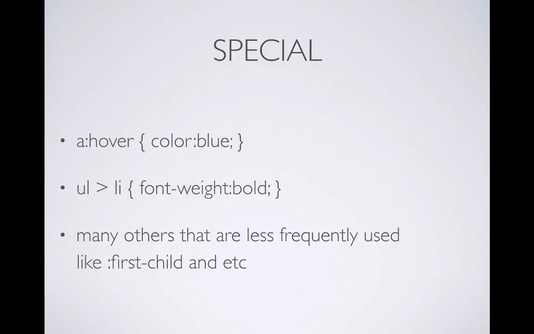Using an angled close bracket in selector, it means that the element after the bracket is nested directly within the element before it. Let's look at an example here. The li element will only be bold if it is directly nested in the ul element with no other parent elements between them.